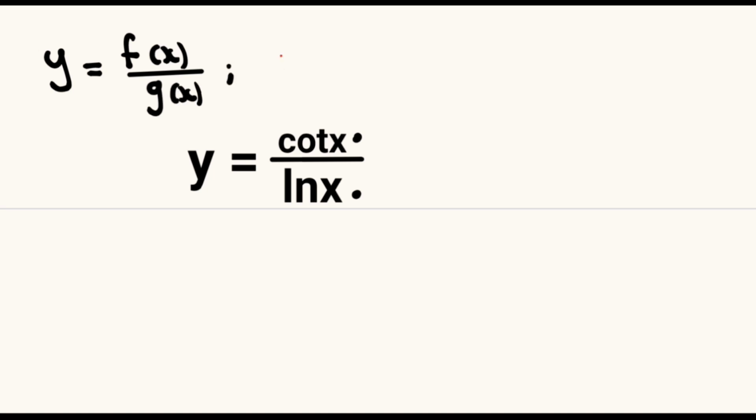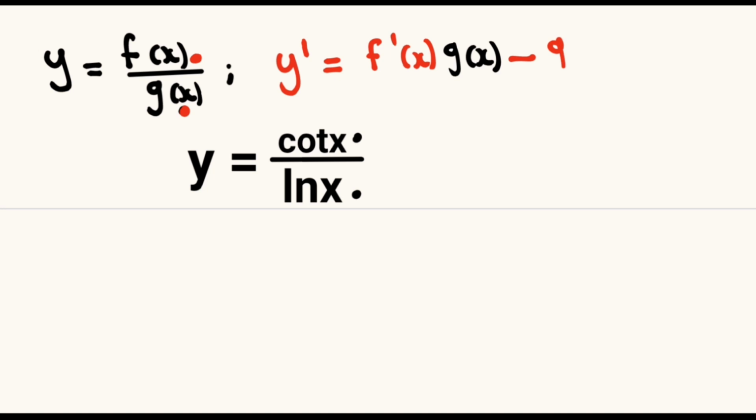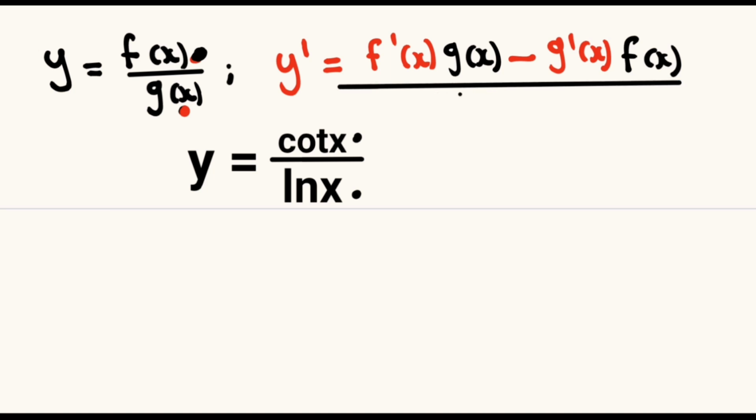then the derivative of the y will be equal to the derivative of the f of x multiplied by the function which is in the denominator, the g of x, minus the derivative of the denominator, the g of x, and this will be multiplied by the function which is in the numerator, the f of x, and all of these will be divided by the function which is in the denominator, the g of x, but it has to be raised to the power 2.